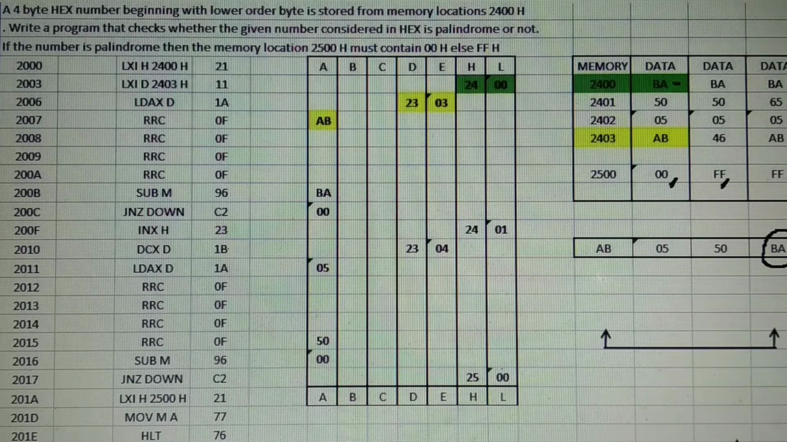LXI H 2400. HL is represented with green. Here 2400, HL represents the 2400 memory location. LXI D 2403. Here DE equals 2403. It should be actually 24. Here by mistake it is written as 23. Here also it is 24. Here also it is 24.